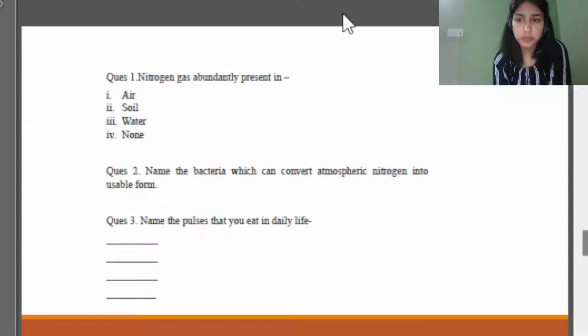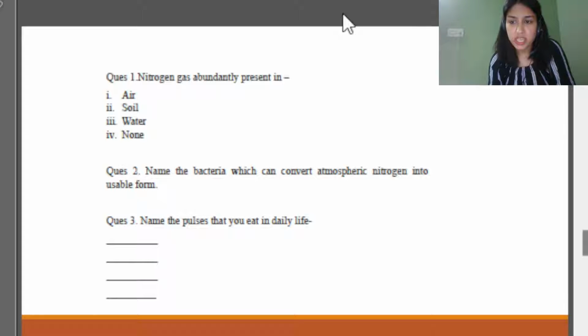The next question is, name the bacteria which can convert atmospheric nitrogen into a usable form. We have just discussed the name of that bacteria, which converts atmospheric nitrogen into soluble form and makes it available to the plants, forming a symbiotic association and getting food from the plant in turn, because they are not able to make their own food. I'll give you 5 seconds to answer. The answer is rhizobium, the bacteria which has a symbiotic relationship with leguminous plants and is able to fix atmospheric nitrogen into usable form.